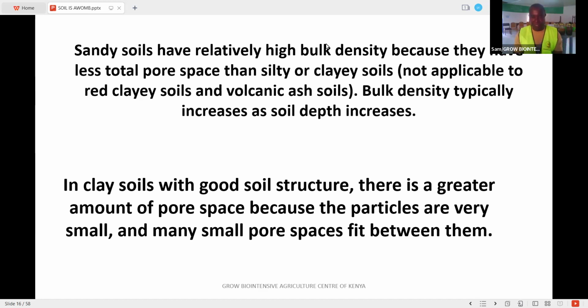It takes a long time of continuous adding of organic matter, and not just organic matter, but good organic matter that has enough lignin. Lignin is woody parts that are not digested very quickly. So you must keep on adding organic matter that has lignin that is not digested very fast.